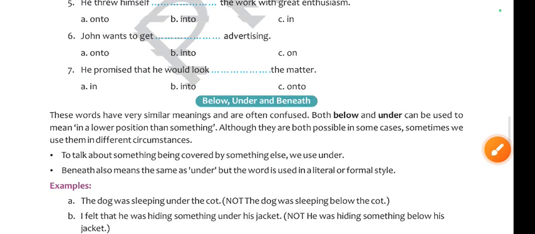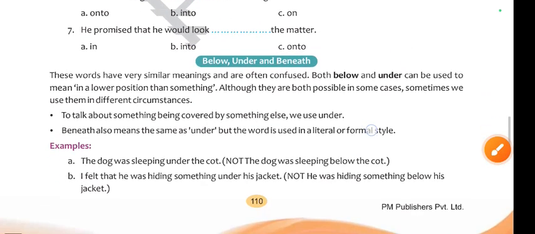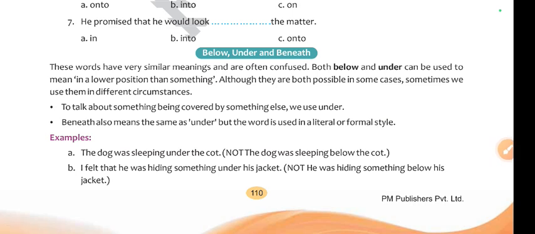Next, below, under and beneath. So where do we use these words? Below, under and beneath. So below and under can be used to mean in a lower position than something, although they are both possible in same cases. Sometimes we use them in different circumstances. Beneath also means the same as under, but the word is used in a literal or formal style. Beneath का use करते हैं.